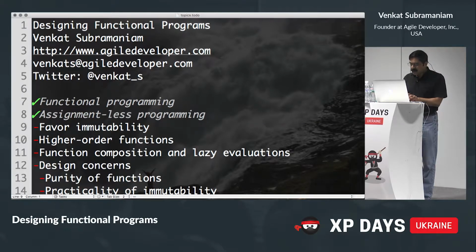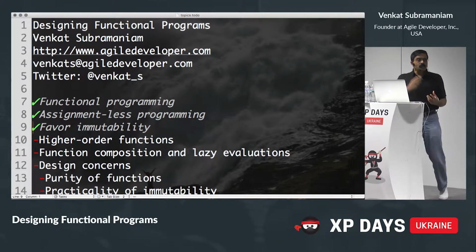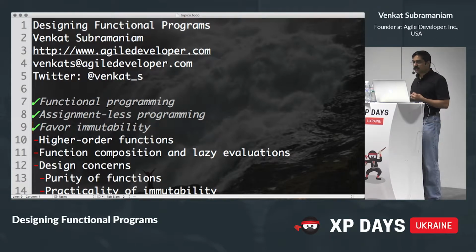So when it comes to functional programs, we favor immutability. What does it mean to favor immutability? We don't do state mutation. Instead, we do state transformation. So rather than taking an object and changing its state, we make copies of objects in a prudent way, and there are efficient ways to do this. We make copies in a tactical way so that we don't waste memory. At the same time, we're not changing the state of objects.